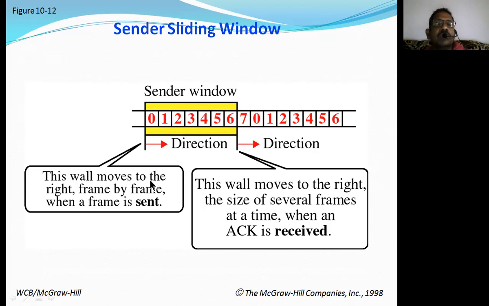So this wall moves to the right frame by frame when a frame is sent, and here this wall is going to move with respect to the entire window. That means once all these frames 0 1 2 3 4 and 5 are transmitted totally, then this entire window will simply be shifted towards the right, after it receives the acknowledgement signal from the station.